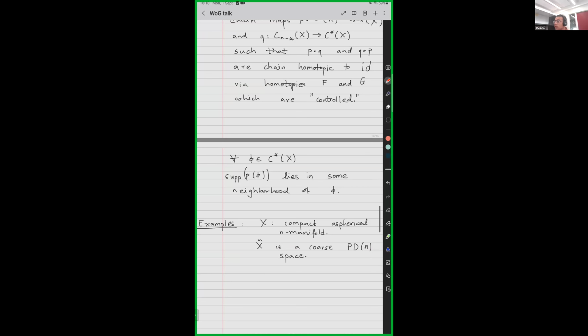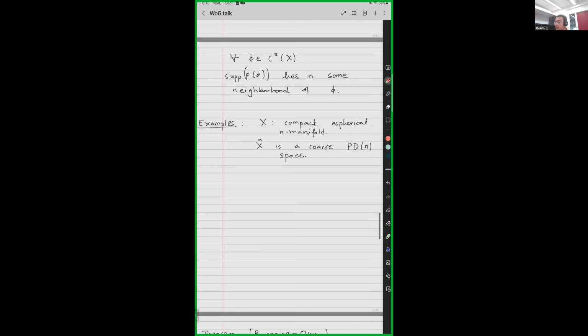Examples of coarse PDn spaces: if you have a compact aspherical n-manifold, such as the torus, then its universal cover is a coarse PDn space. So you think of the metric of the universal cover as coming from X. You have some triangulation on X, and you're lifting that triangulation to X tilde, and that gives you a metric on X tilde if you just restrict it to the one skeleton of X tilde.